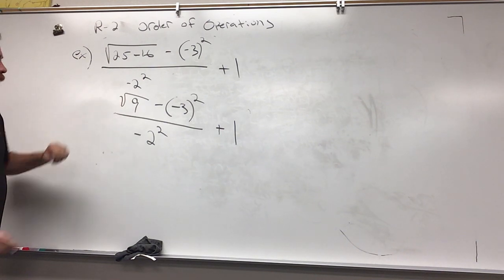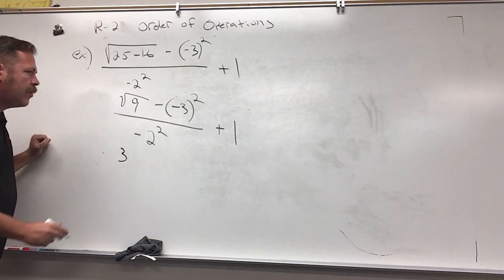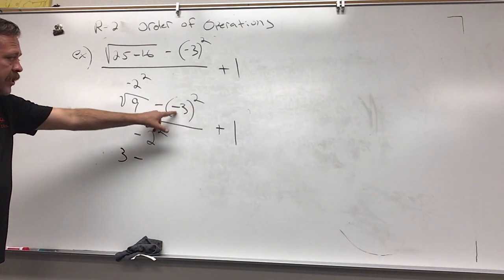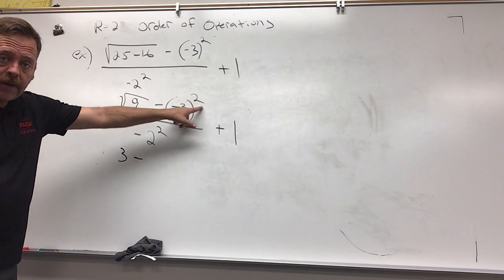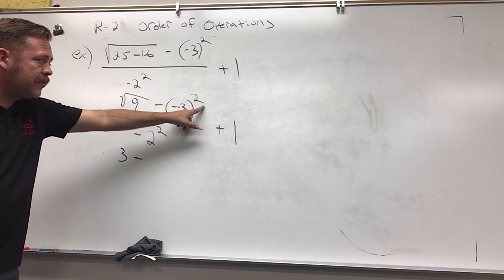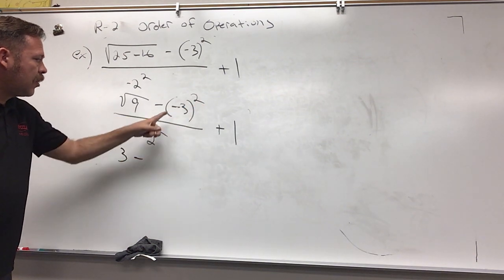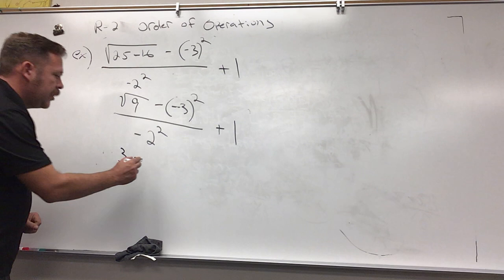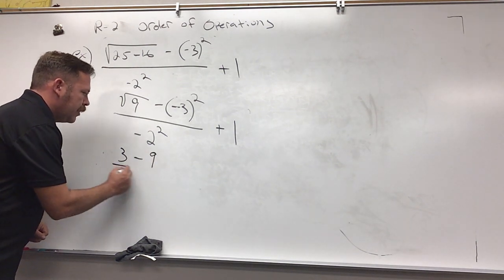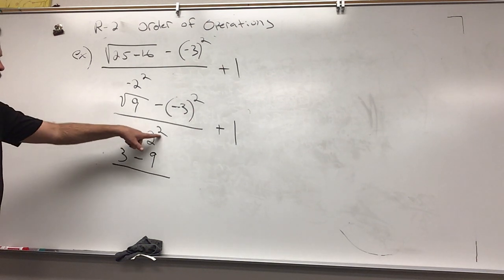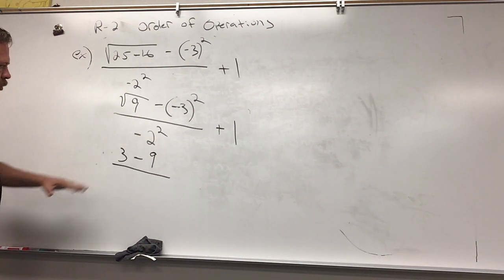The square root of 9 would be 3 minus, this is tricky, this negative is being squared. This negative is being squared, and a negative times a negative is a positive. So this negative 3 squared is going to turn into 9, okay? And then if you want to, we can take care of this exponent as well, because we've done everything in the top.